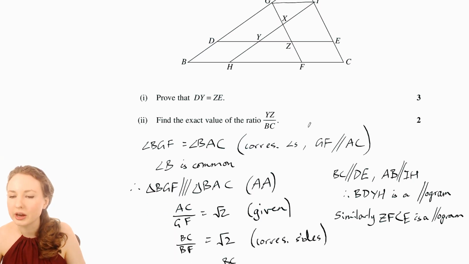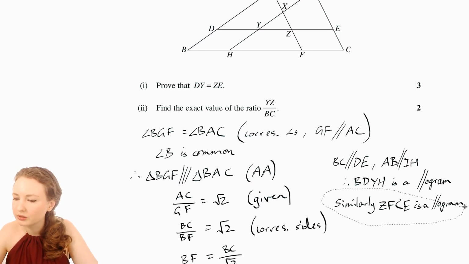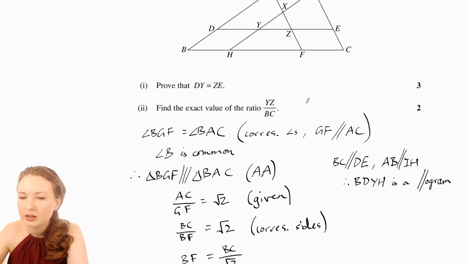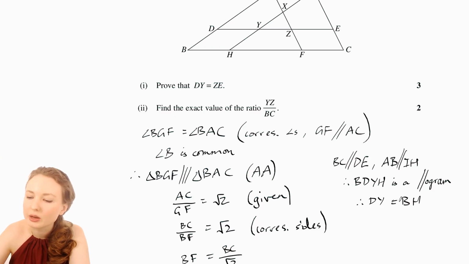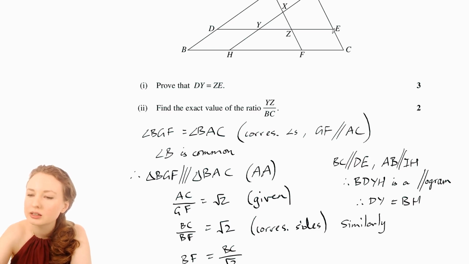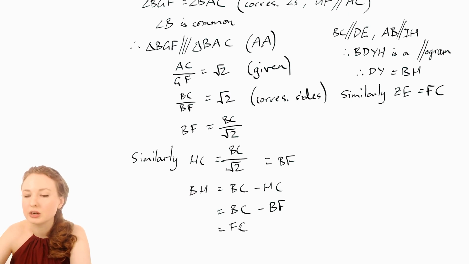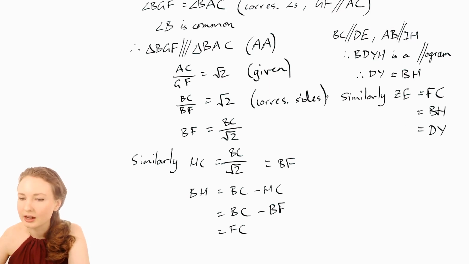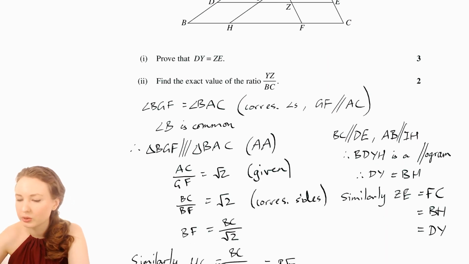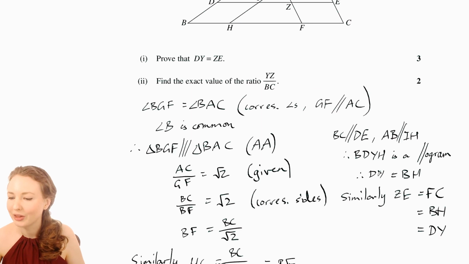Actually, instead of doing that, we could say therefore DY equals BH, and then similarly, using that exact same argument, ZE equals FC. And then back here we proved that FC equals BH, and then we've just proved that that's DY. I think that was what we were trying to show. Yeah, DY equals ZE. Okay, so that's it for that one.